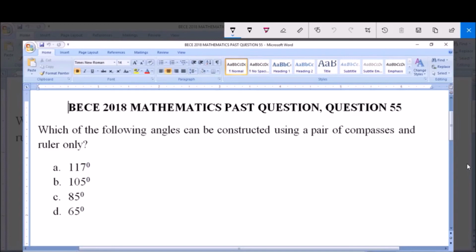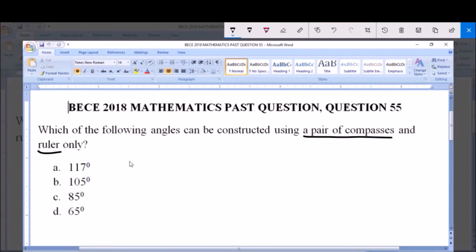Which of the following angles can be constructed using a pair of compasses and ruler only? A 117 degrees, B 105 degrees, C 85 degrees, and D 65 degrees. Now we are asked to choose which of these angles can be constructed using a pair of compasses and ruler only, that is without the use of any protractor or other drawing instruments.